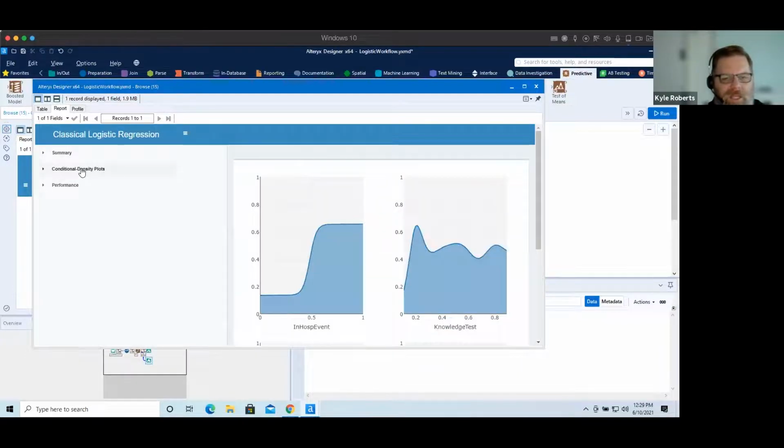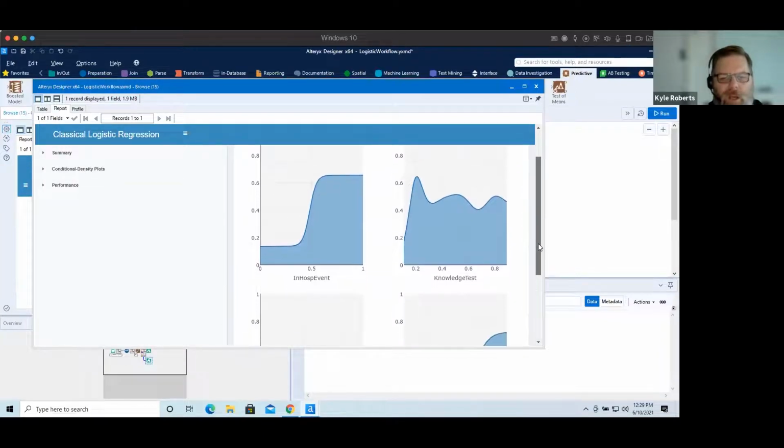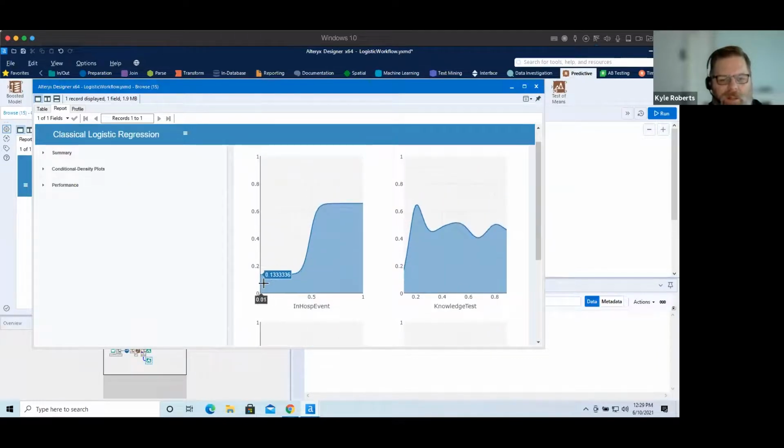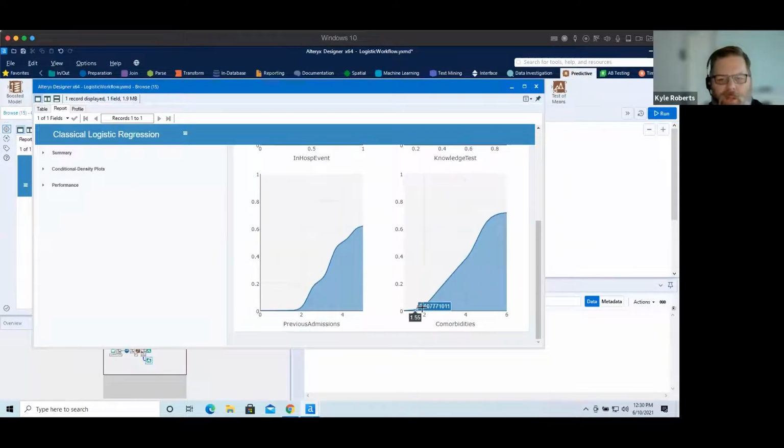Okay, these conditional density plots give you some information about what's going on with each of our predictor variables. In other words, this in-hospital event, this is how much they're contributing to the probability of returning. The knowledge test is kind of all over the place, as we saw that wasn't a very good variable. Comorbidities, as those go up, and previous admissions, as it goes up, the probabilities are rising, but in the presence of those other variables, it's telling you we're not seeing that much there, okay?